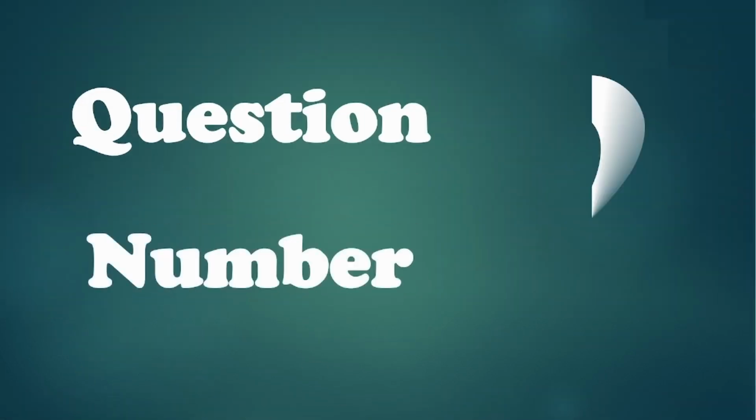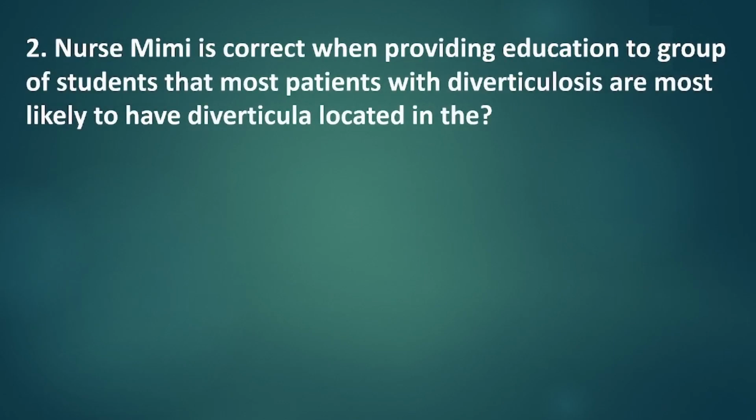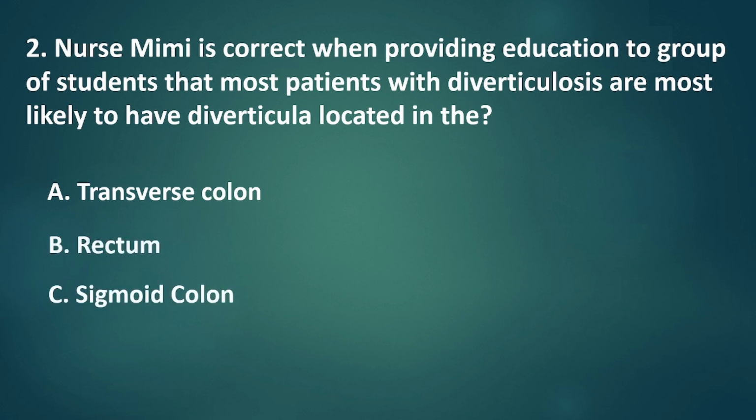Question number 2. Nurse Mimi is correct when providing education to a group of students that patients with diverticulosis are most likely to have diverticula located in the A. Transverse colon, B. Rectum, C. Sigmoid colon, D. Ascending colon.